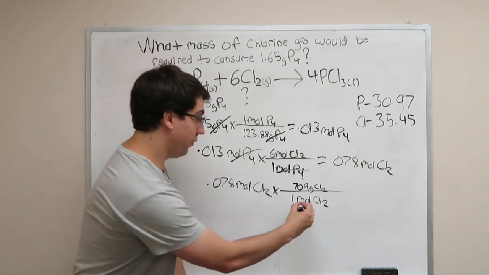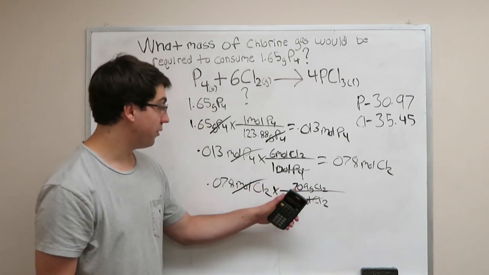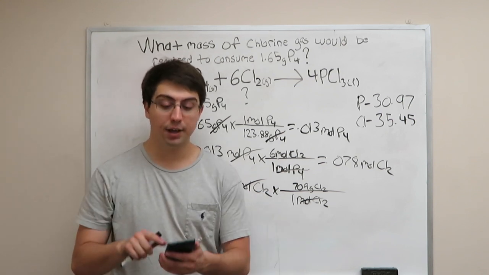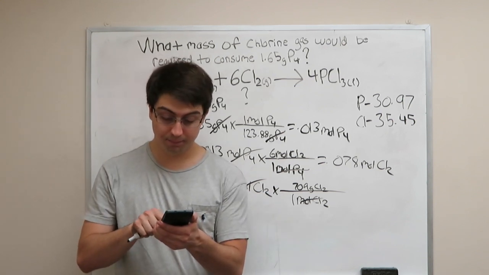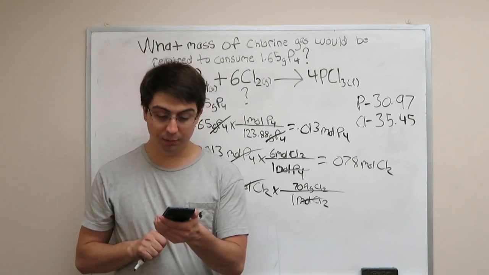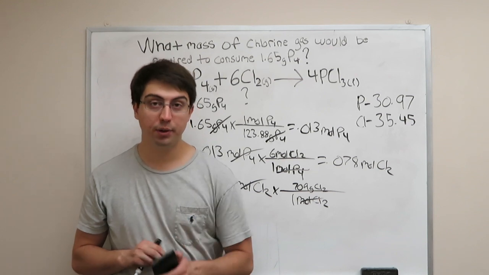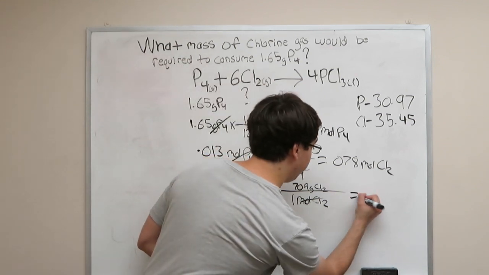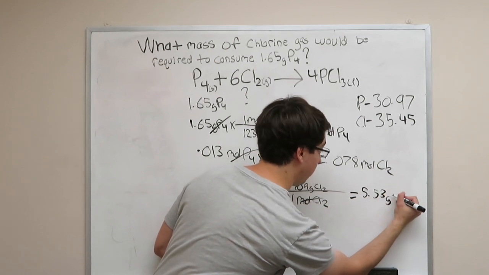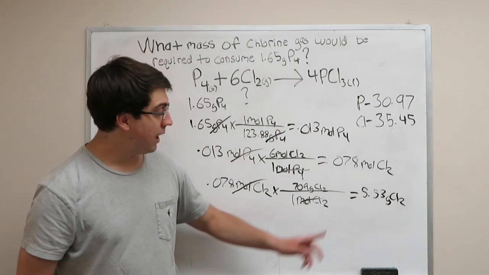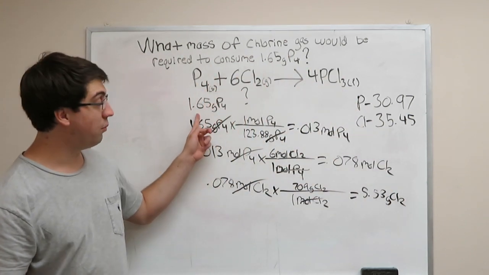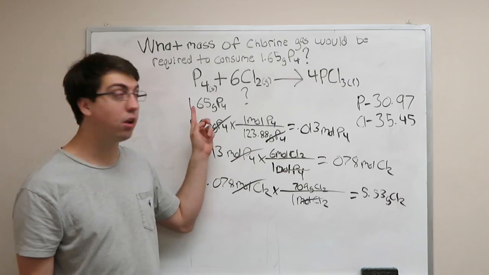You can see that the moles of chlorine will cancel out, leaving us with grams of chlorine, and we just need to take the 0.078 and multiply times 70.9. I'm going to stop at 2 decimal places, so I got 5.53. And we now know that 5.53 grams of chlorine gas is required to consume 1.65 grams of P4 following this equation.